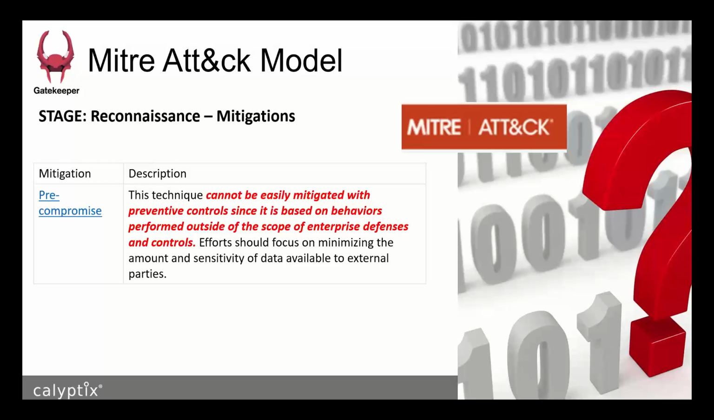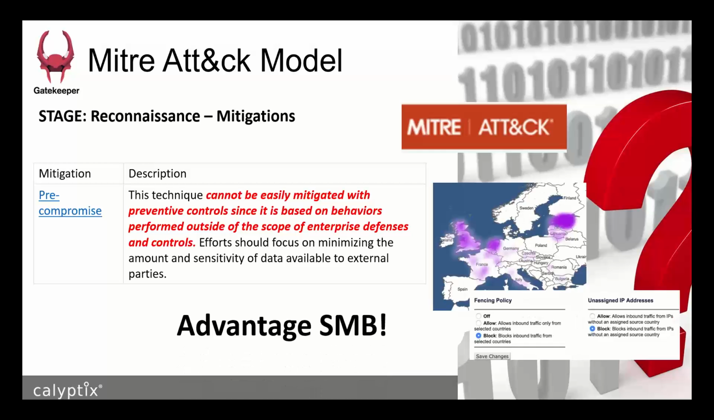So in terms of mitigations, this was really insightful for me when I saw it. But in Mitre's model, they say reconnaissance really cannot be easily mitigated. And while it certainly can't be stopped, when you look at the sort of posture of the small business market that we serve, we think there's an advantage, SMB. And that's why we built Geo Fence.